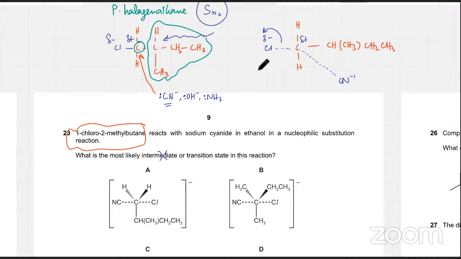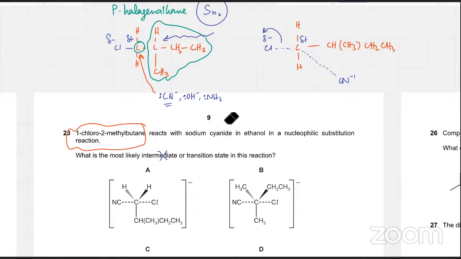Yes. But ये draw नहीं करना, ठीक है? If you draw this one, के CN-1 is attacking from this side, that can be marked incorrect because both negative ions will not be on the same side. Okay, so it's just a minor point, but remember, just be very careful. The CN-1 or the OH-1 or the NH3, they would be coming from the opposite side.